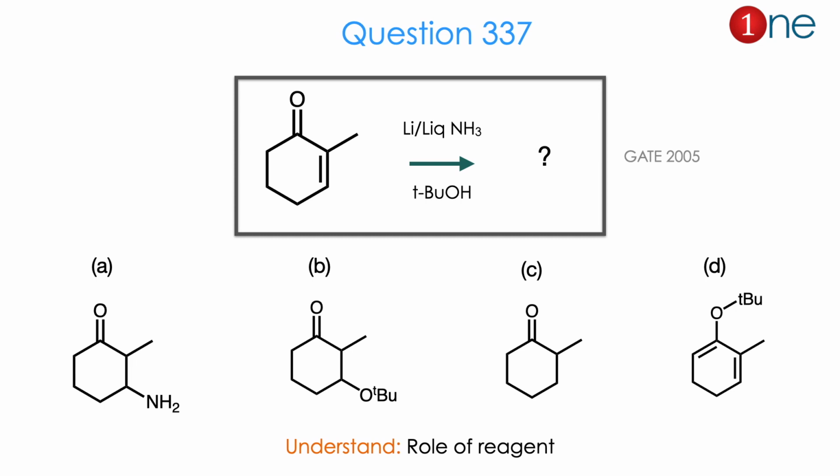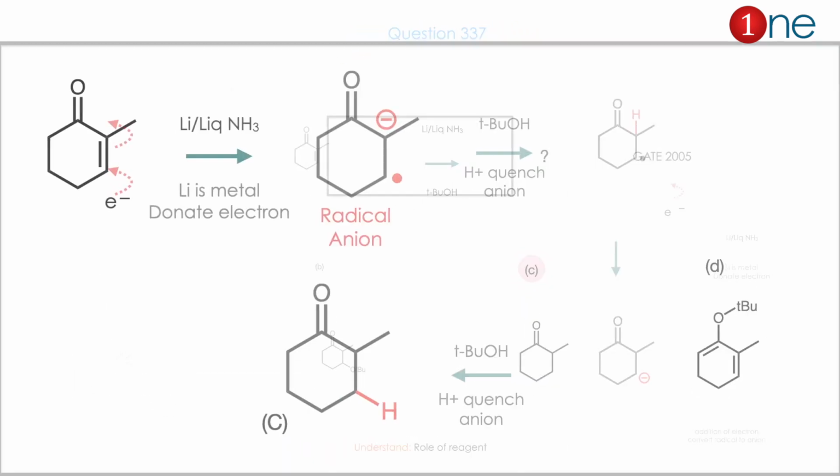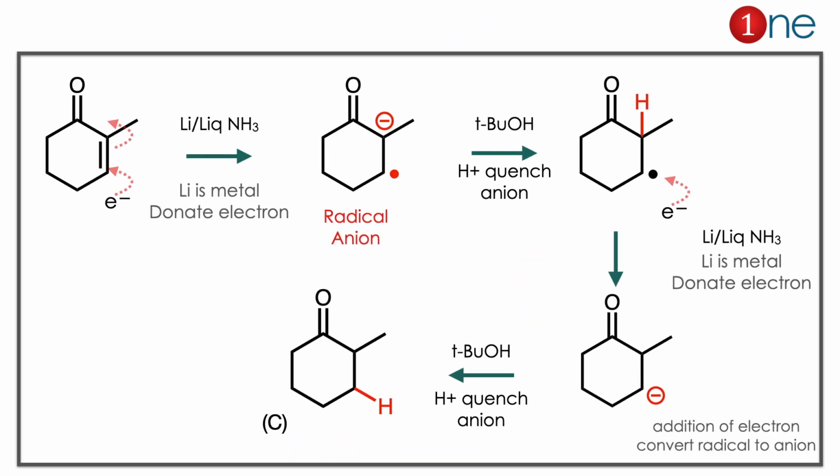So from the question, reagents and different products, you might realize the question is really about the role of the reagent. What can the reagent do in the reaction? The answer is C. Let us see how. Here you have a conjugated ketone. You are using lithium and liquid ammonia. Here lithium in liquid ammonia is the electron donor. The electron is stabilized by ammonia. So the electron donation leads to radical anion formation.